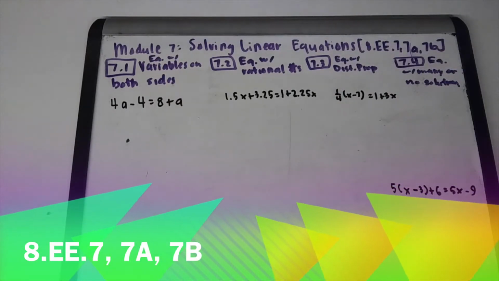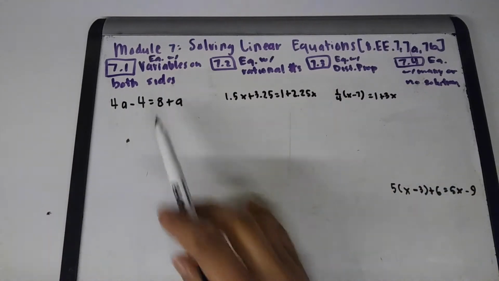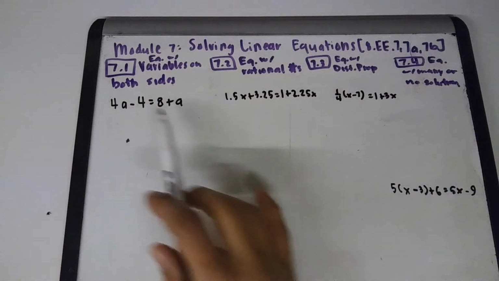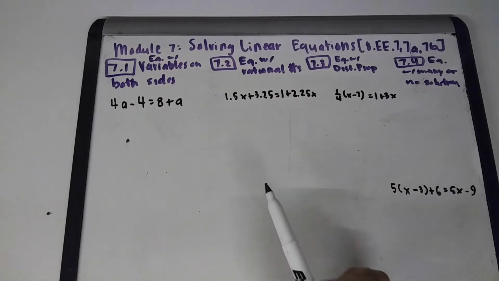Alright, you guys, so this is module 7 review, solving linear equations. 7.1 is we're going to see equations with variables on both sides. So remember, we want to put all the variables on one side and all the constants on the other side.